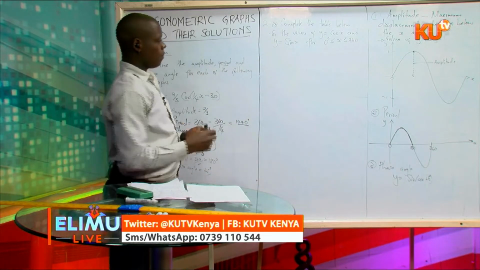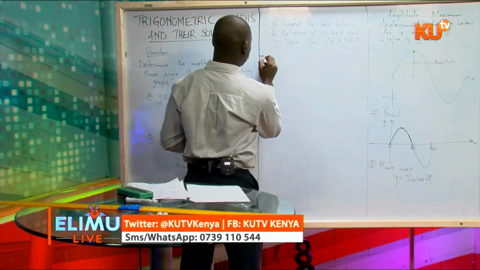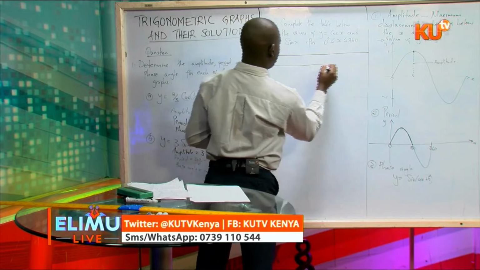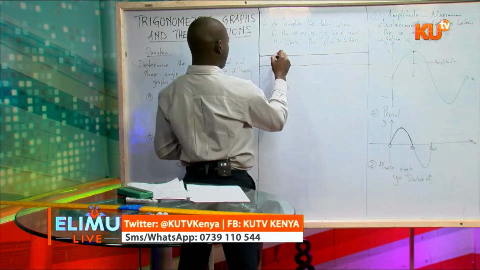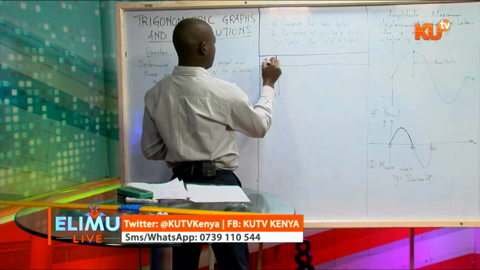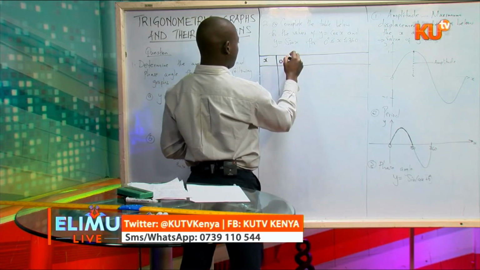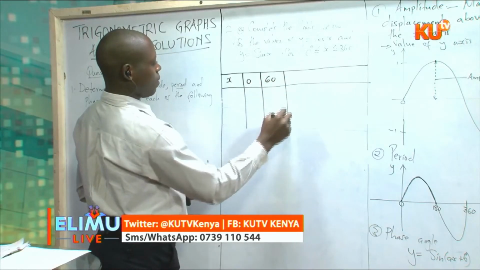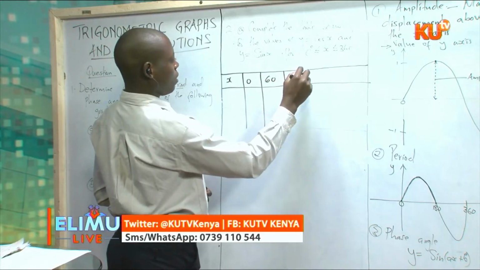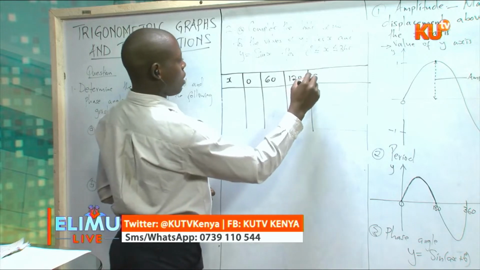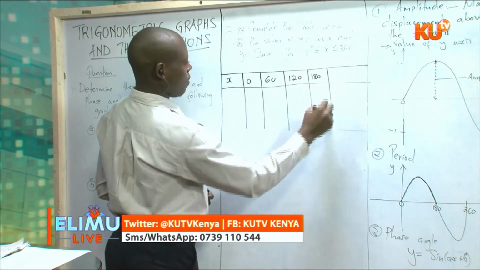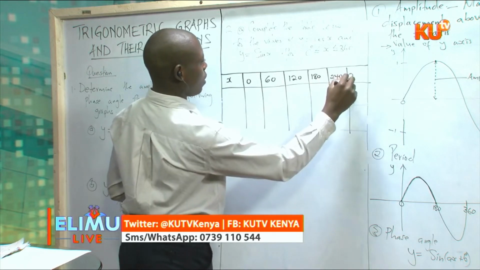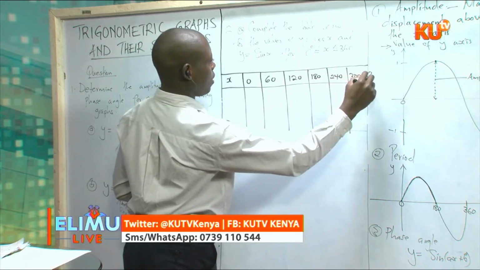So in the first column we have x from 0, 60, 120, 180, 240, 300, and 360.